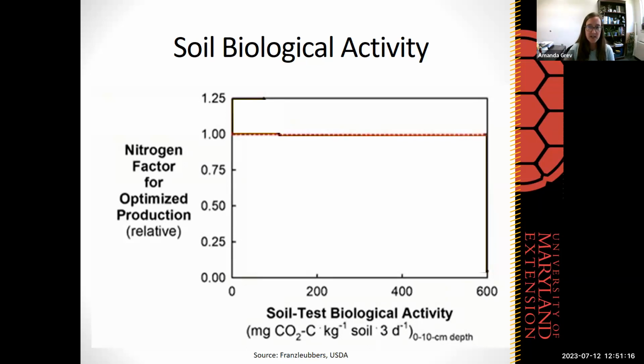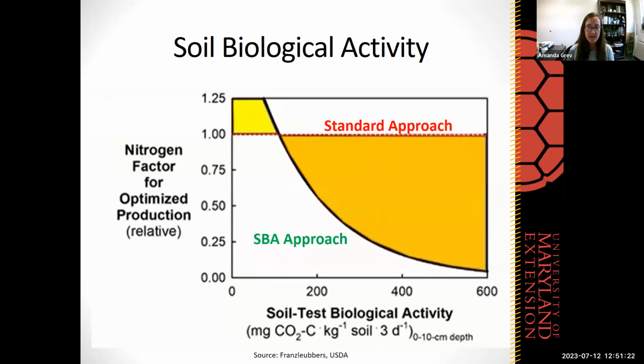So we want to apply 100% of what we need to maximize productivity. And what they're suggesting is maybe instead of always applying to meet 100%, we can adjust that. As our soil biological activity increases, as we get a higher value for that, we can decrease the nitrogen that we need to apply. So hopefully I didn't overwhelm everybody with that.